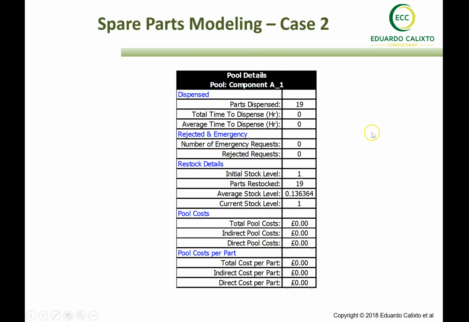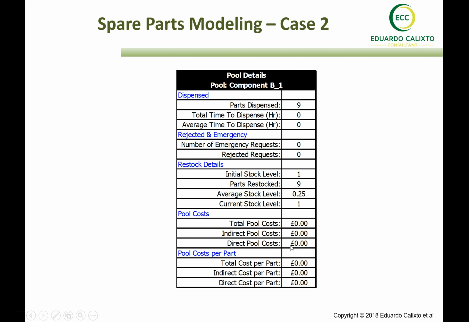Okay, so if you look at the modeling in detail, we have in the end dispensed 19 parts for component A, but the initial spare part was 1, as we can see here. And we had to restock 19 parts. The average of stock was very low, and in the end we have the current 1 spare part in stock. No cost was important here. In the end the total cost will be the same.